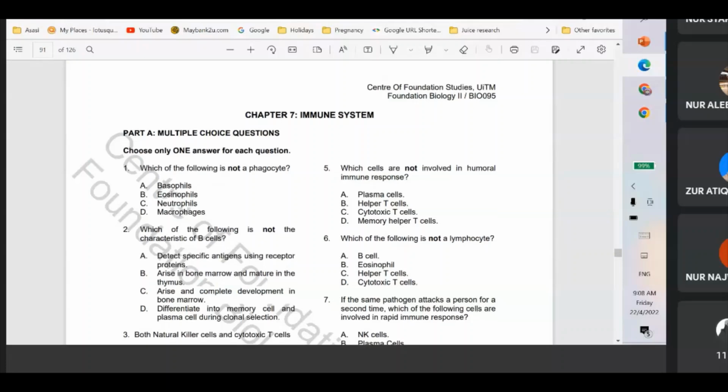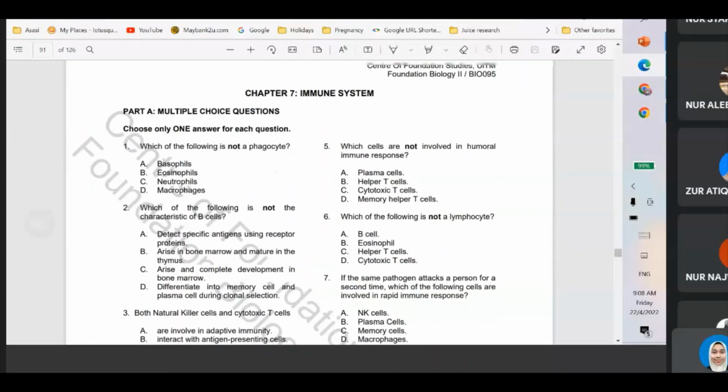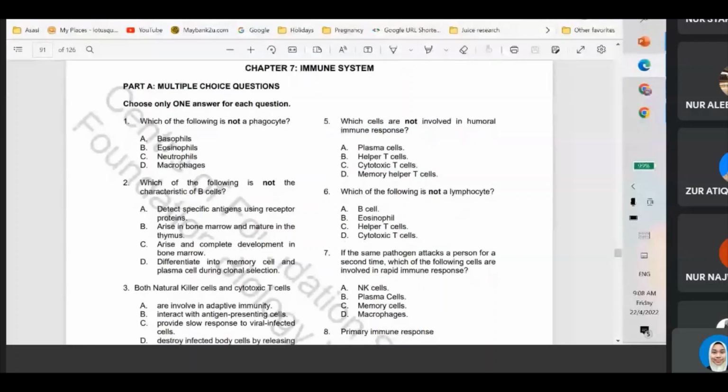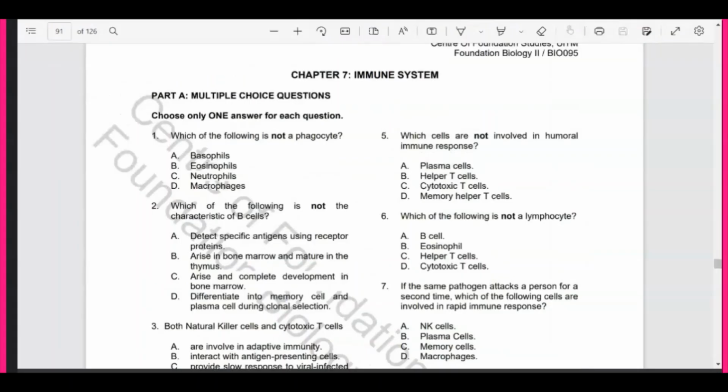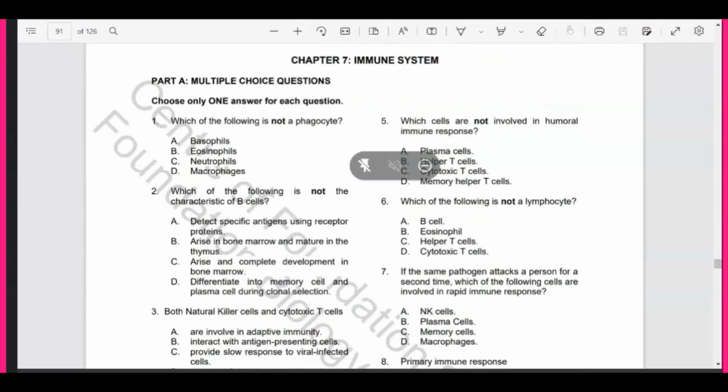Alright, so we are going to discuss Chapter 7 Immune System Part A on MCQ questions. We are going to try to cover these questions during this session. For the first question, can the first person, Zurnu Atik, read the question, give us the answer and explain a bit on your choice of answer?